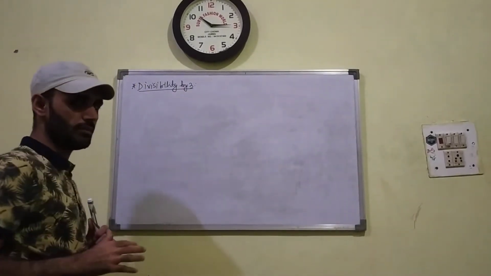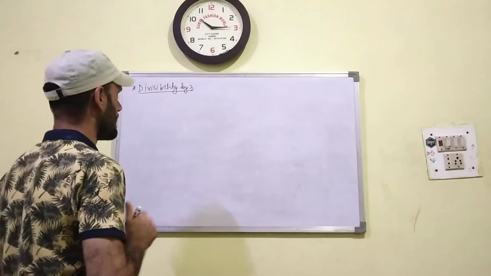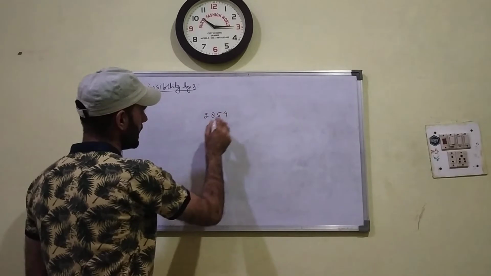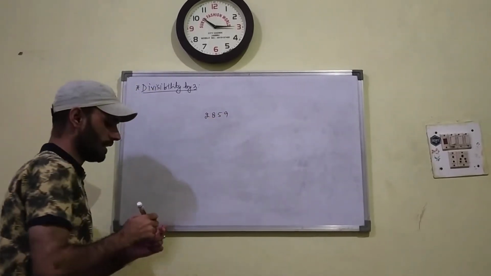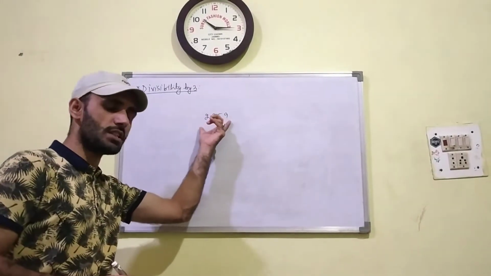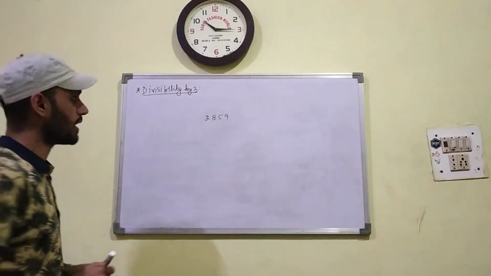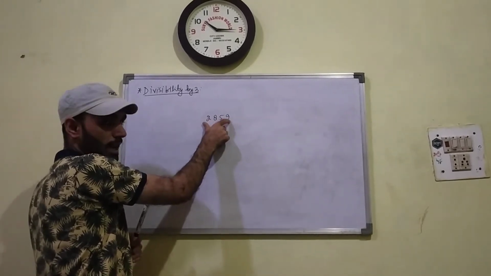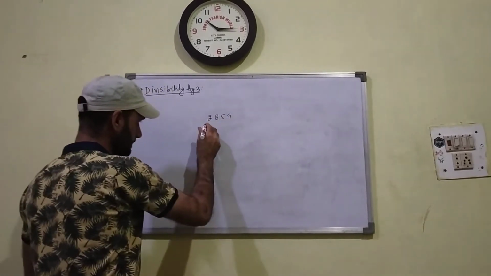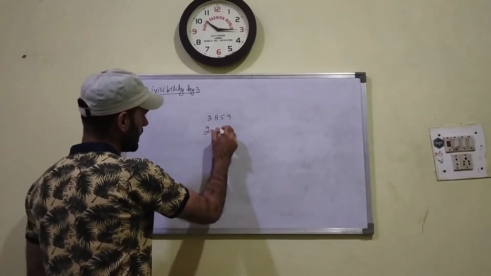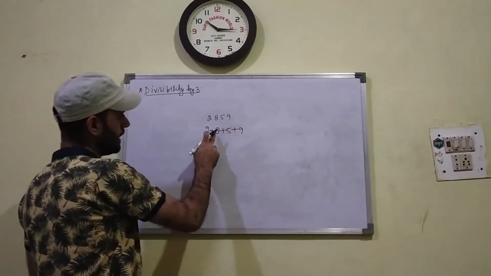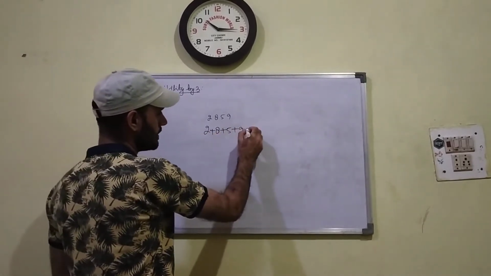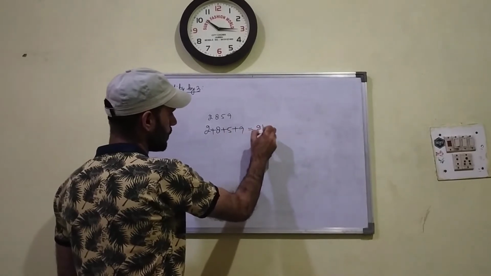Divisibility by 3. Let's take an example. Suppose we have a number 2859. We have to check whether it is divisible by 3 or not. So what we have to do? We have to add the digits of this particular number. 2 plus 8 plus 5 plus 9. 8 plus 2 is 10. 10 plus 5 is 15. 15 plus 9 is equal to 24.